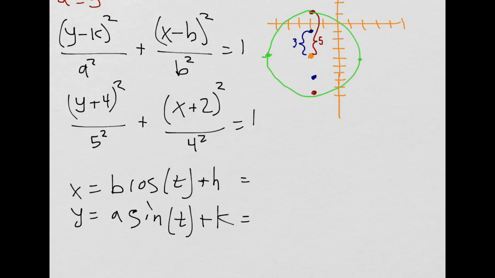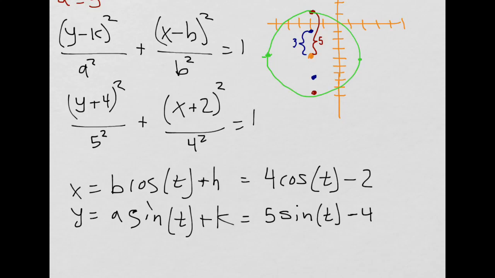b is 4, so x equals 4 times the cosine of t, and since our h value is -2, we get -2. Notice in rectangular form the number is opposite, that +2, even though we want the value -2. But in parametric mode, it actually is that h value. And then finally, we're going to get 5 sine of t, and our y value is -4. So again, it's going to be -4.